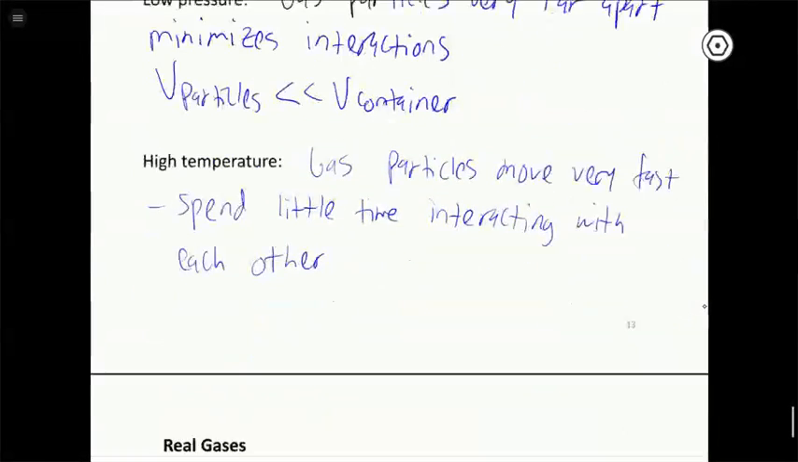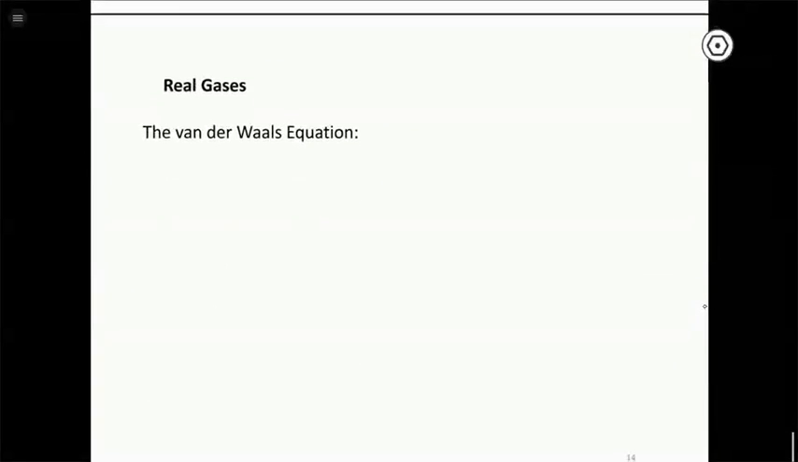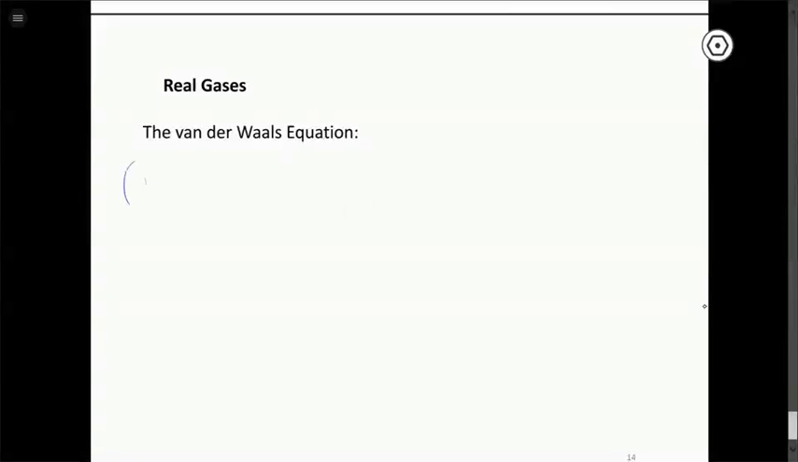Okay, good question though. For real gases, we have the van der Waals equation, which I'm going to give you and explain, and you should understand what it means, but you're not going to really do calculations with it. We modify the pressure by the term n squared A over V squared. N and V still have the same meanings, moles and volume. We modify the volume by the term nB, and then set that equal to nRT.